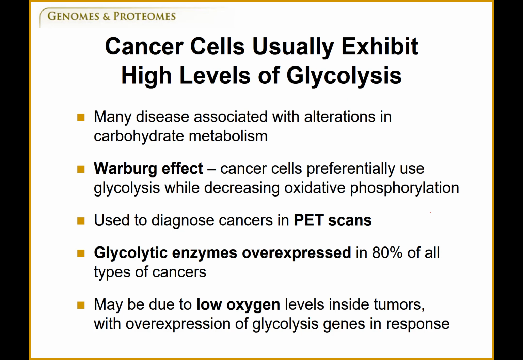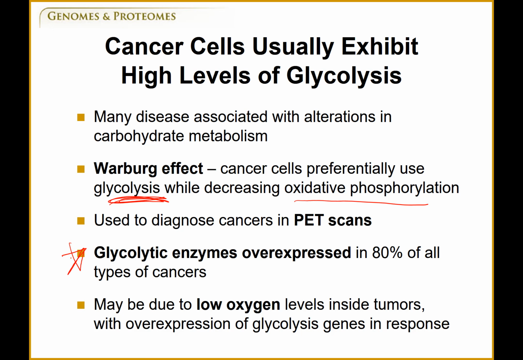But what they've found in cancer cells is, it says right here, cancer cells will preferentially use glycolysis while decreasing oxidative phosphorylation. So they're decreasing the whole aerobic pathway and just cranking out ATP through glycolysis.